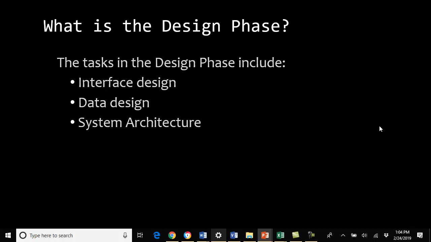What does this phase include? It can include all kinds of things, but based upon some of the literature we're using in this course, it really kind of goes down to these three pieces: the interface design, the data design, and the system architecture.